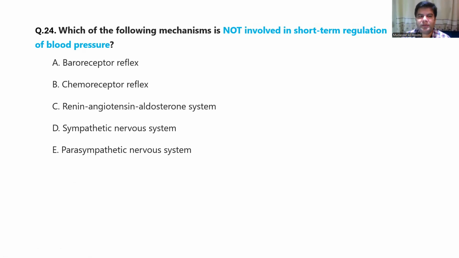And the answer is renin-angiotensin-aldosterone system. Why? Because this is responsible for long-term regulation of blood pressure. All others are involved in short-term regulation.